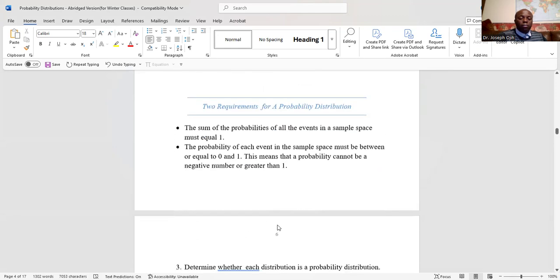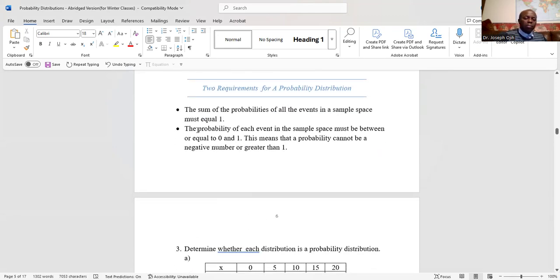The second requirement is this. The probability of each event in a sample space must be between or equal to 0 and 1, which means that the probability cannot be a negative number, and it cannot be a number greater than 1. So that is what we use to figure out if a distribution is a probability distribution.